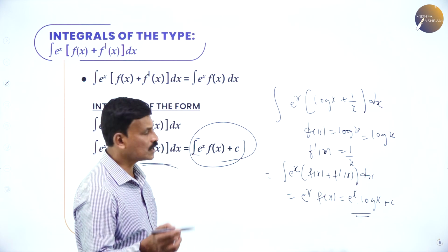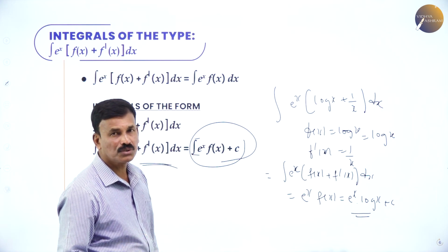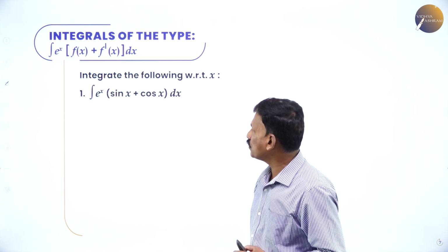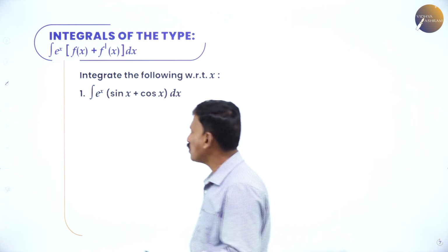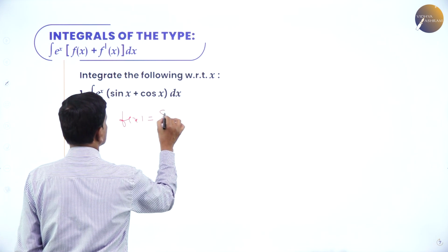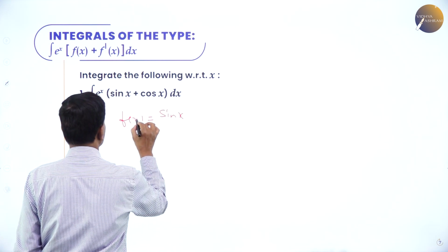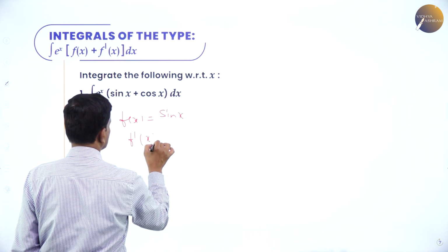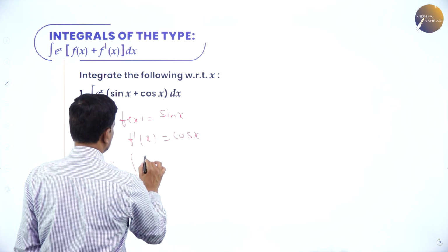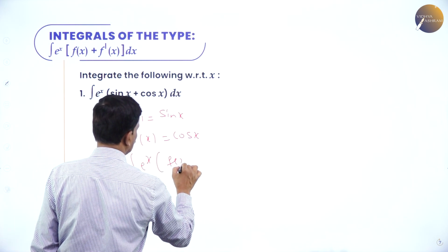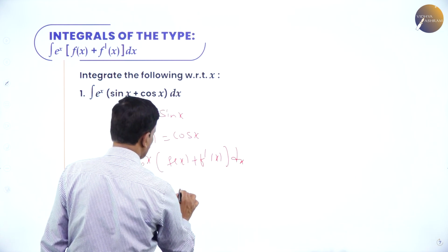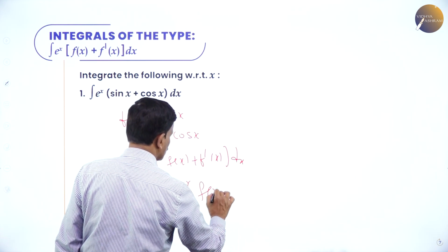Okay. Now let us take up another. You may expect a 1 mark or 2 marks question from this. Let us take an example. Evaluate integral e to the power of x into sin x plus cos x. Now here, this is nothing but f of x. f of x is equal to sin x. If we differentiate this, f dash of x, the differentiation of sin x, is equal to cos x. So the given equation is of the form e to the power of x into f of x plus f dash of x dx. What is the formula for this? e power x into f of x plus c.